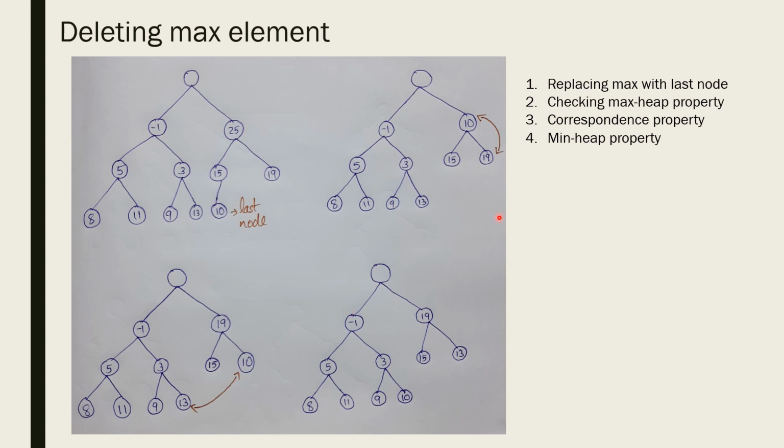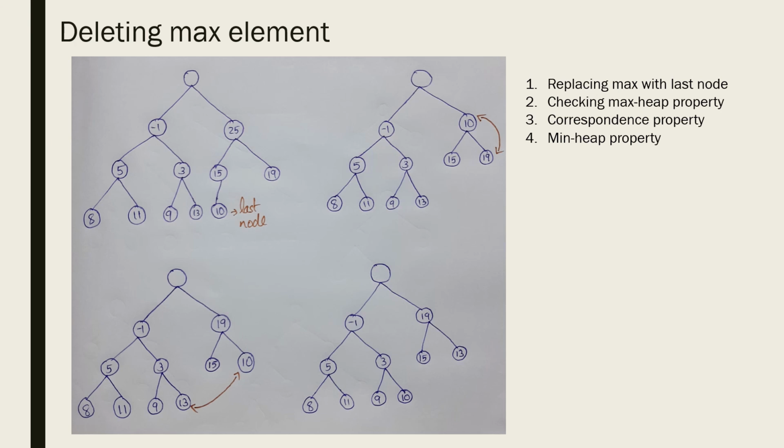Similarly, we can do a minimum element deletion. For that you have to replace the minimum element with the last node, then check the min heap property, then the correspondence property, and then the max heap property. So that's about deleting an element.